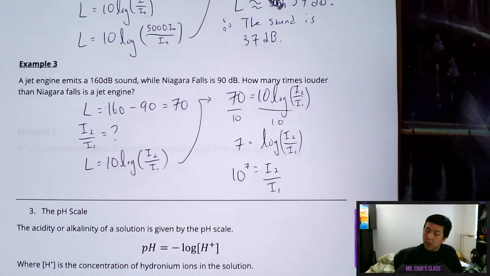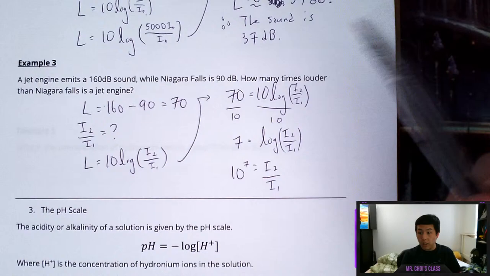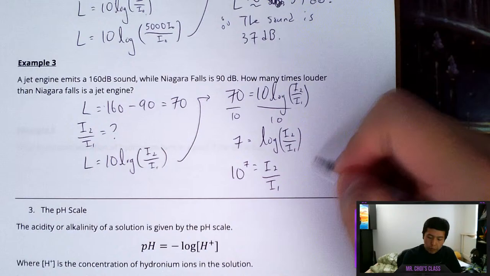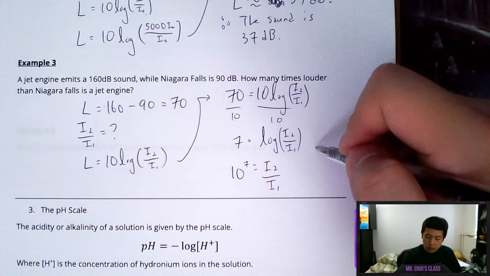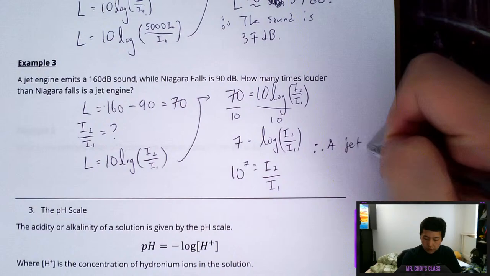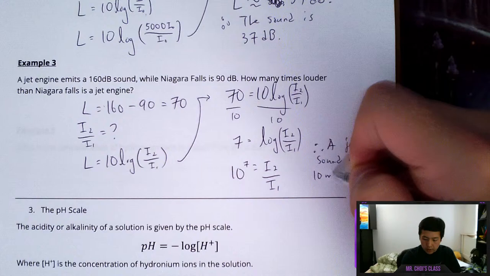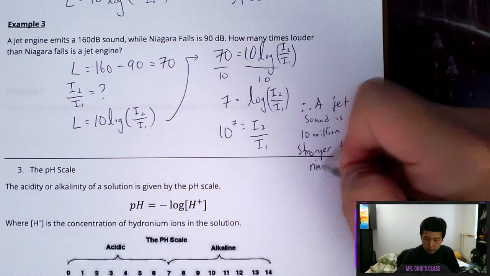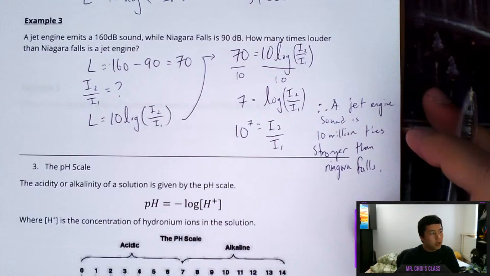And so the decibel scale is actually very interesting. Believe it or not, if you go to clubs and parties with loud music, you're starting to hit 90 to 100 decibels, which is pretty loud, to be honest with you. Sometimes even louder. So therefore, you know, it's 10 million times stronger, right? Therefore, a jet engine sound is 10 million times stronger than Niagara Falls. And there we have it. So that's example three.